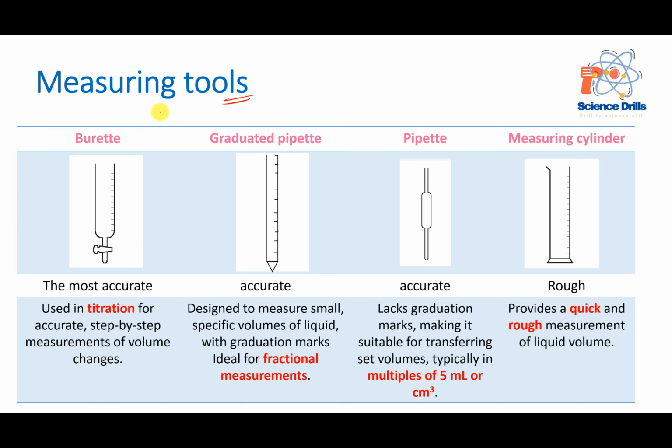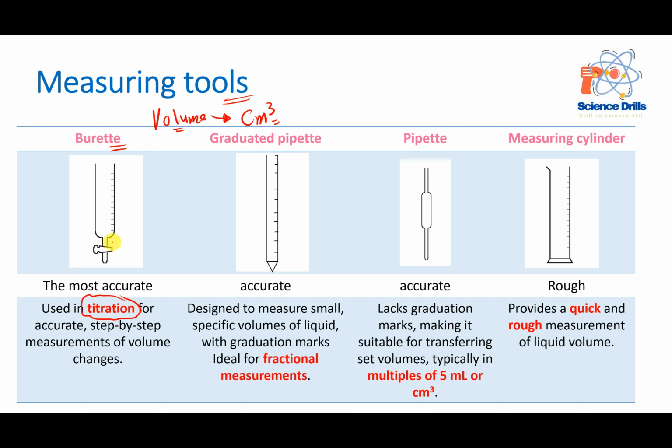All of these tools are used to measure the volume of liquids. And as we know, the volume is the amount of space that is taken by an object, and its unit is cubic centimeter. Let's start with the burette. The burette is the most accurate tool, and it is used to measure specific volumes of liquids, especially in titration.